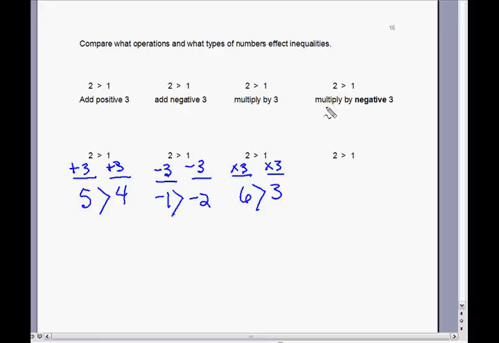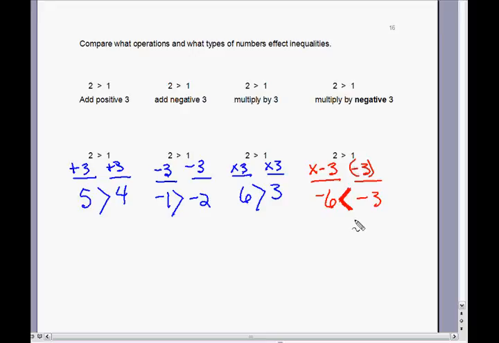But actually it does. If when you multiply, you're multiplying by a negative, it will change things drastically. So let's multiply both sides by a negative 3. Negative 3 times a positive 2 is negative 6. Negative 3 times a positive 1 is negative 3. And now we have that negative 6 is in fact less than negative 3.